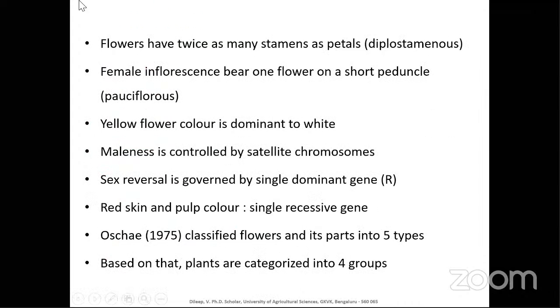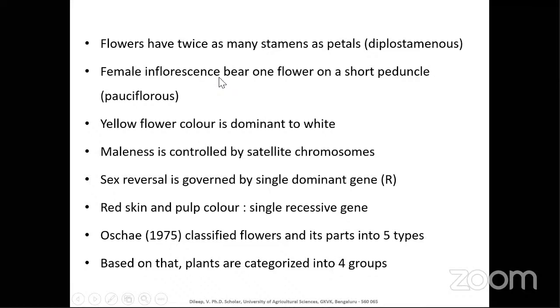So okay, the flowers have twice as many stamens as petals. Okay, so stamens will be more than petals. This condition is known as diplostaminous. Okay, stamens are more, so diplostaminous. Twice as many, like the diplostaminous condition.